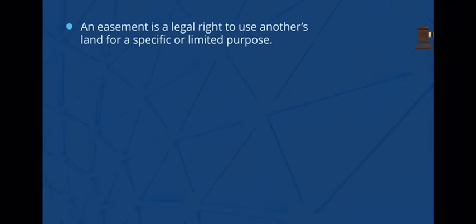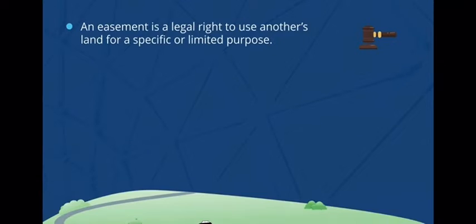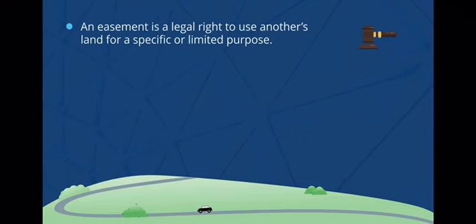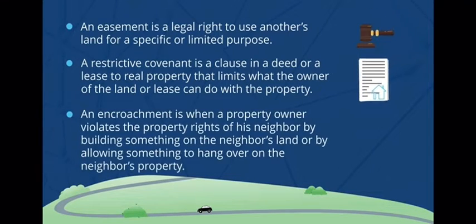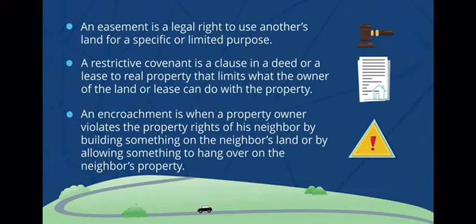An easement is a legal right to use another's land for a specific or limited purpose. A restrictive covenant is a clause in a deed or a lease to real property that limits what the owner of the land or lease can do with the property. An encroachment is when a property owner violates the property rights of his neighbor by building something on the neighbor's land or by allowing something to hang over onto the neighbor's property.